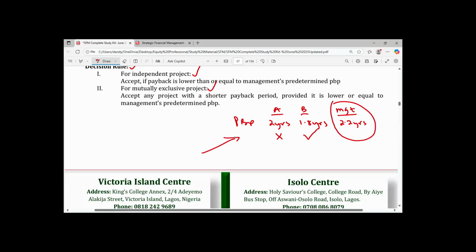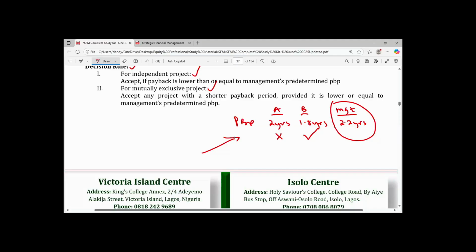Simply put, in case the examiner does not give you the management predetermined payback period in the question, you need to benchmark your calculated payback period with the management targeted payback period. So if the management predetermined payback period is not given to you, there will be no basis for the acceptability of the project.